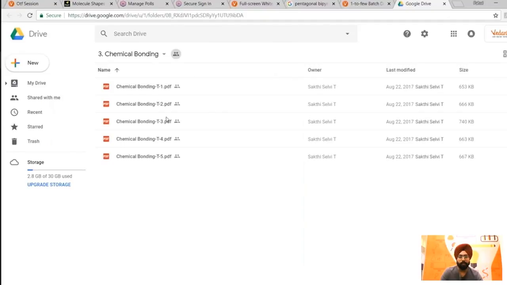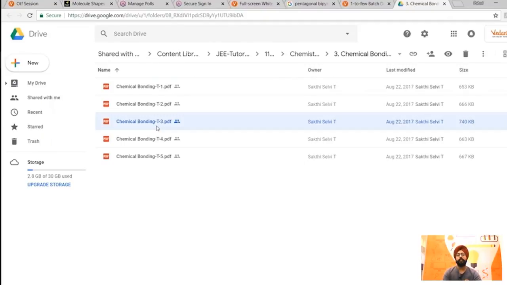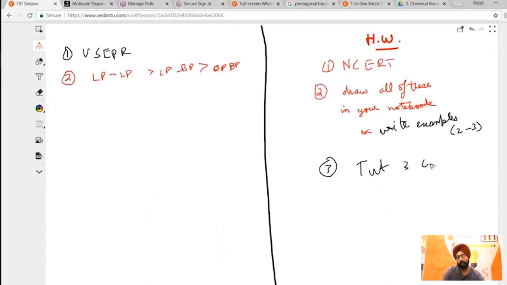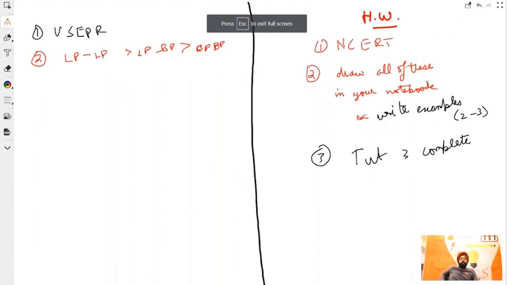I think you can do this. Yes, tutorial 3 is something that you can do. बहुत सारे अच्छे questions है इसमें. So tutorial 3 complete करो, and you'll be a master at VSEPR theory. That is all to the theory of this particular case, and I'll also give you this link once again.